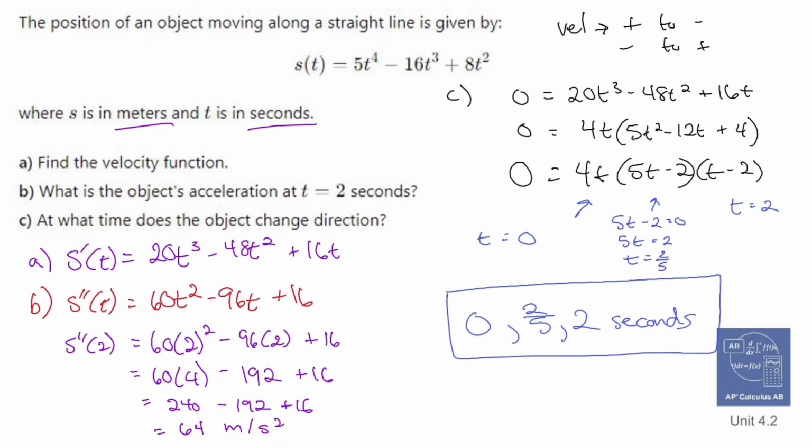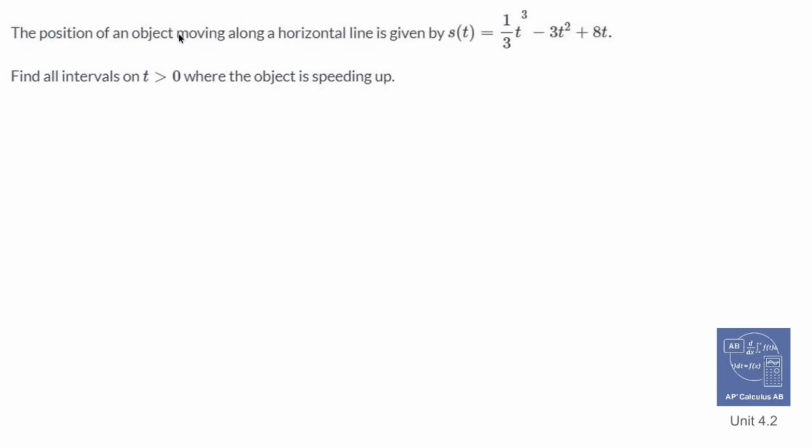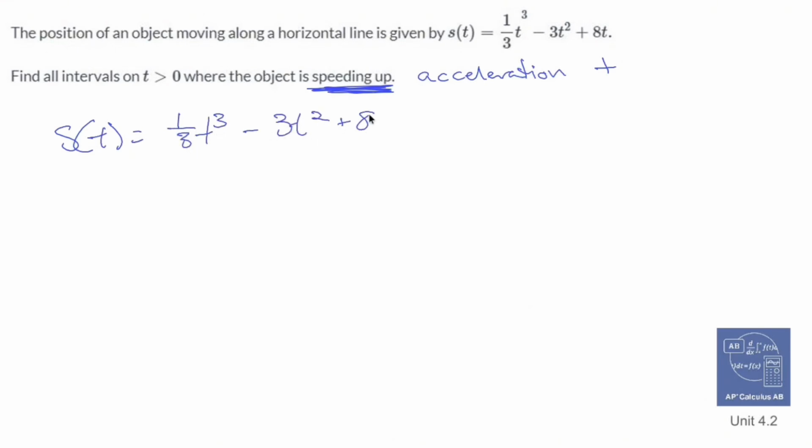So fun stuff. The position of an object moving along a horizontal line is given by s of t equals a third t cubed minus 3t squared plus 8t. Find all intervals where the object is speeding up. Now, the object speeding up means acceleration is positive. So I have the position function. The first derivative gives me the velocity. The second derivative is going to give me acceleration. So I need to go down to the second derivative here before I can do much of anything. So let's take the first derivative.